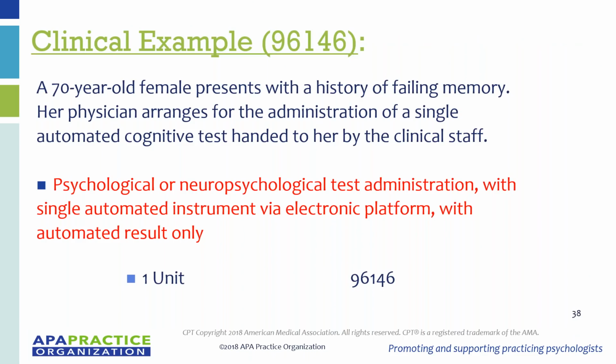And an example might be a 70-year-old female who presents with a history of failing memory. Her physician arranges for the administration of a single automated cognitive test handed to her by the clinical staff. You would bill a unit of 96146. Next.